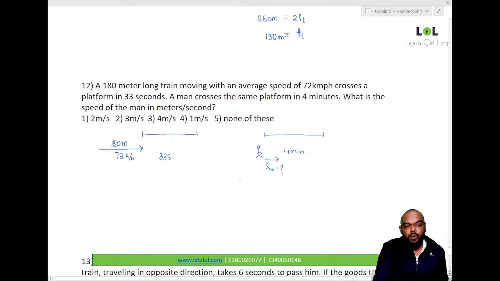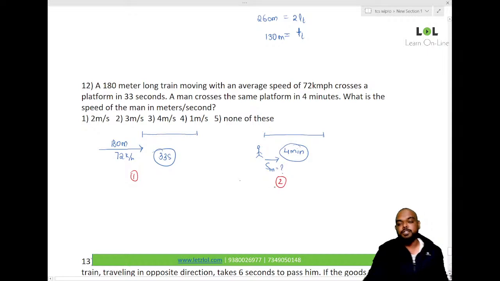A 180-meter long train moving at an average speed of 72 km per hour crosses a platform in 33 seconds. A man crosses the same platform in 4 minutes. What is the speed of the man? So there are once again two situations in the question. Situation 1, situation 2.